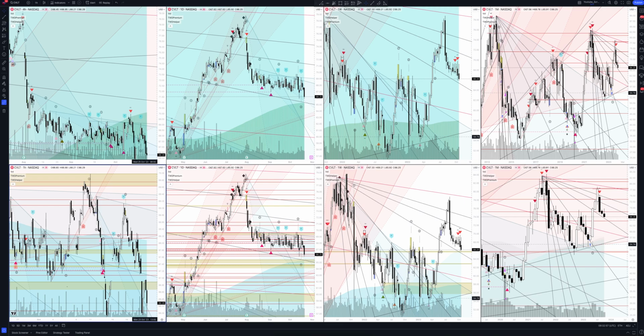Today we will take a look at CommVault Systems Inc. stock. Let's analyze the market situation and find out how you can make money on it. Let's start.